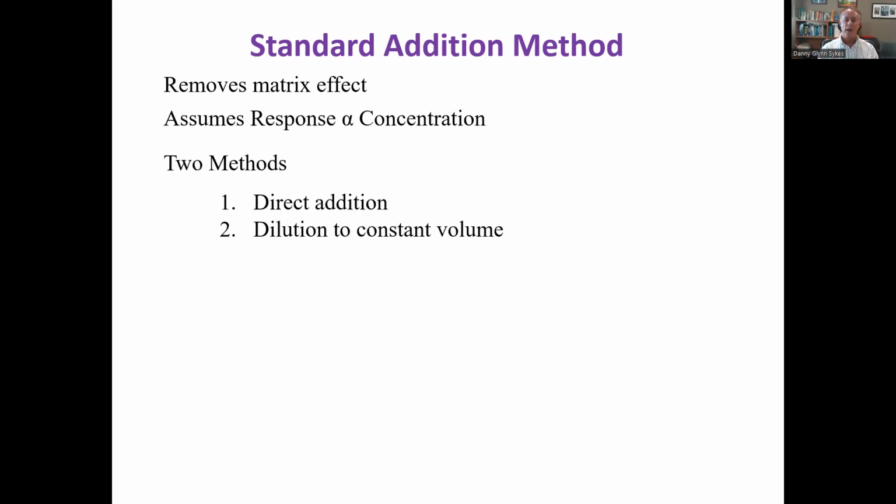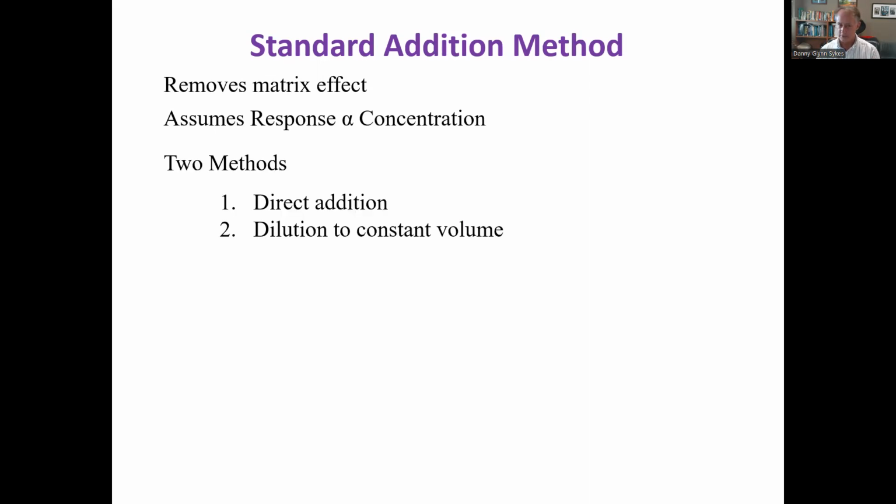So the experimental design must be employed in such a way that there is no matrix effect and that we can trust the numbers we're getting to be the true numbers associated with concentration. Now, this method does assume that response is proportional, linearly related to the concentration. So we must be in the linear range of response, no ifs, ands, or buts, for this to work. Okay. And there are two methods.